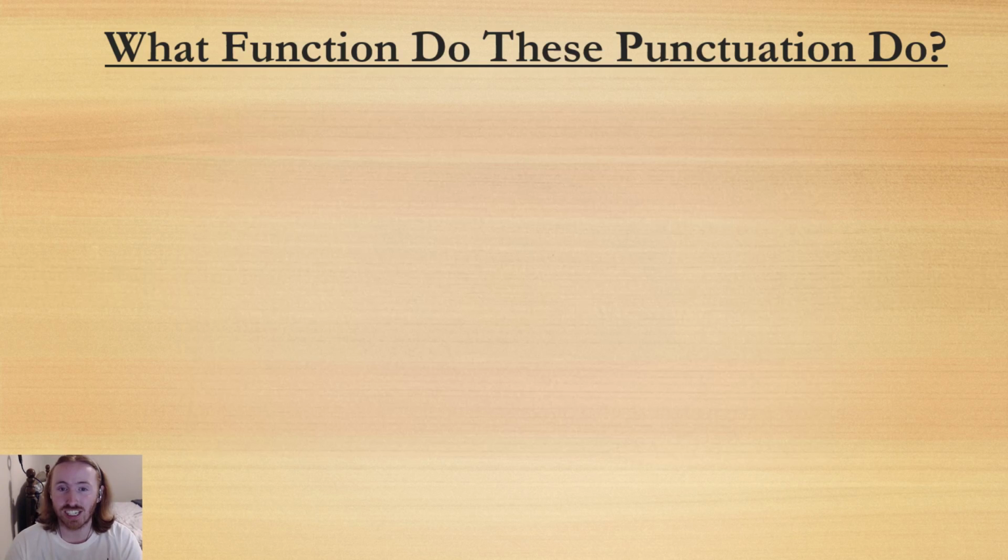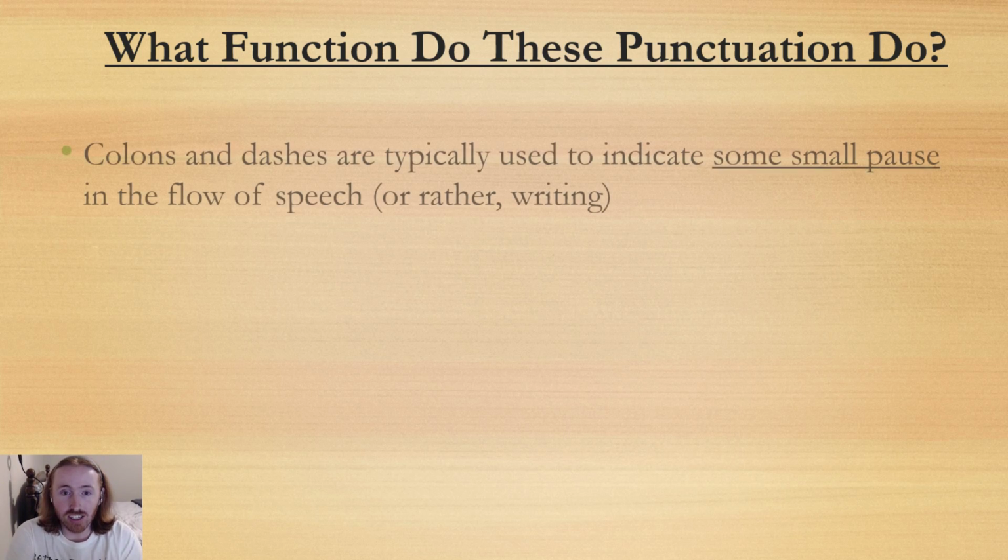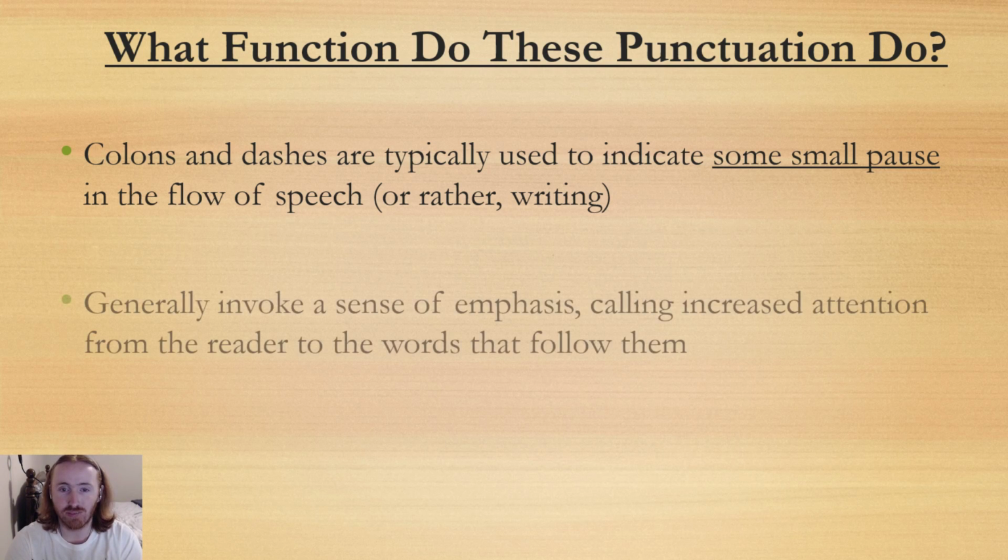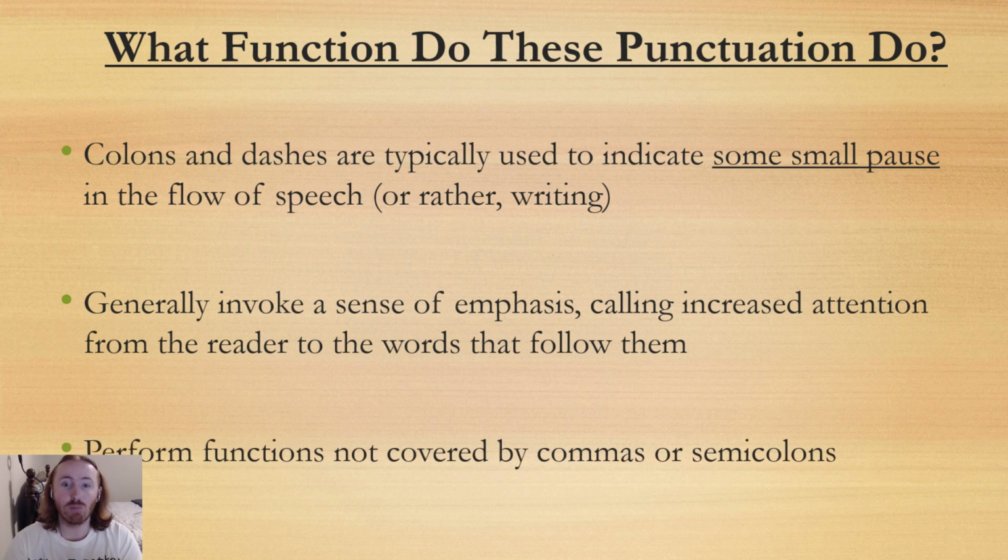So the first question that you have about this probably is, what function do these punctuation marks do? Why do I have these two punctuation marks together? Well, obviously they must be similar in what they do, right? Colons and dashes are typically used to indicate some small pause in the flow of speech, or actually writing, is what we're talking about here. They generally invoke a sense of emphasis, calling increased attention from the reader to the words that follow them. And they perform functions not covered by commas or semicolons, typically.